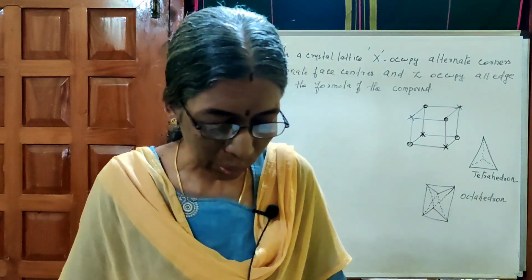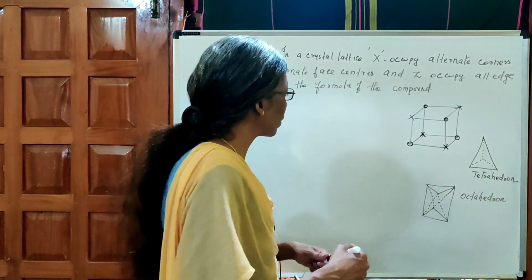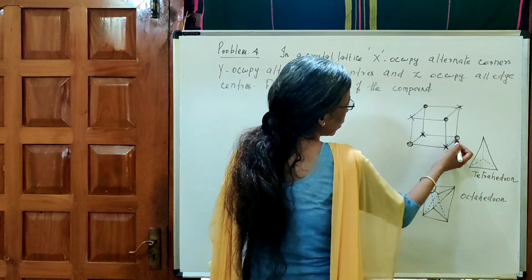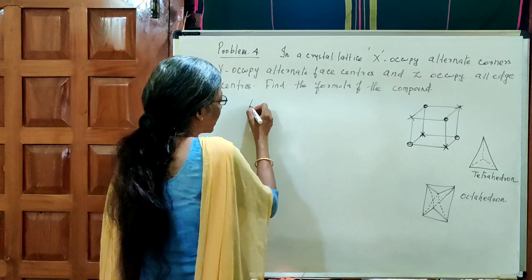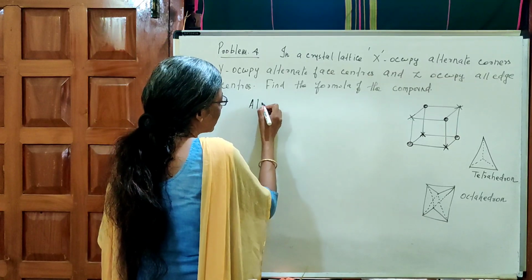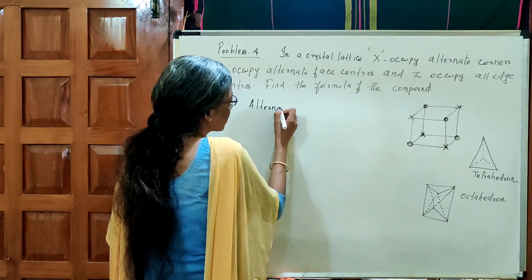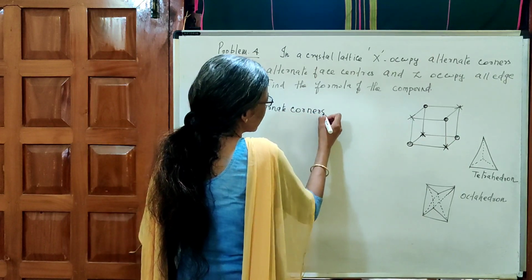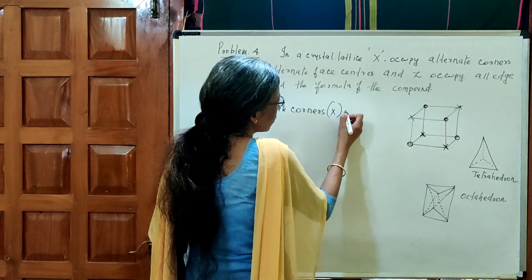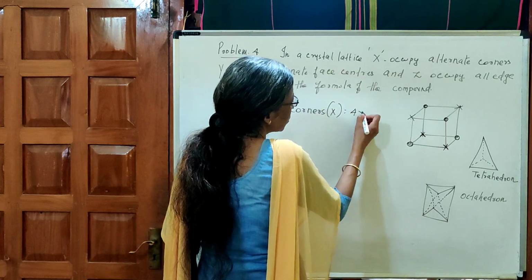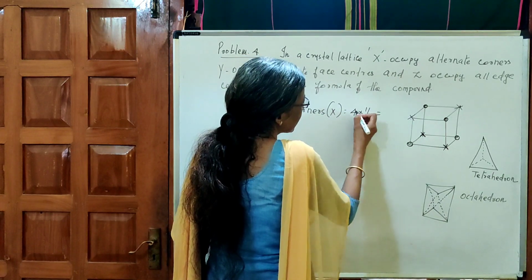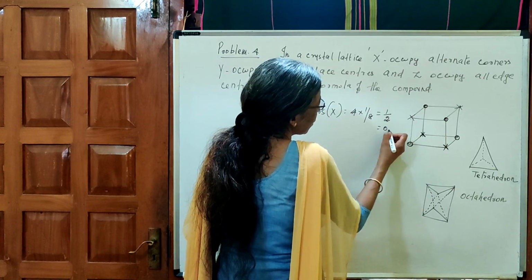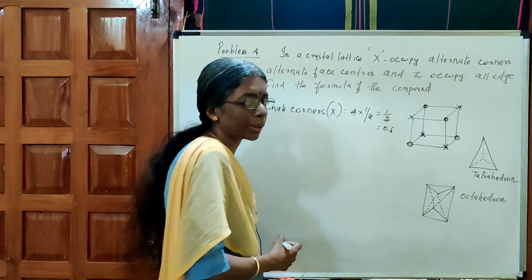So we are calculating. There are actually 8 corners. Instead of 8, how many corners does X occupy? Only 4 corners, alternate corners. So X: 4 into 1 by 8 is equal to 1 by 2, or 0.5 we can take.